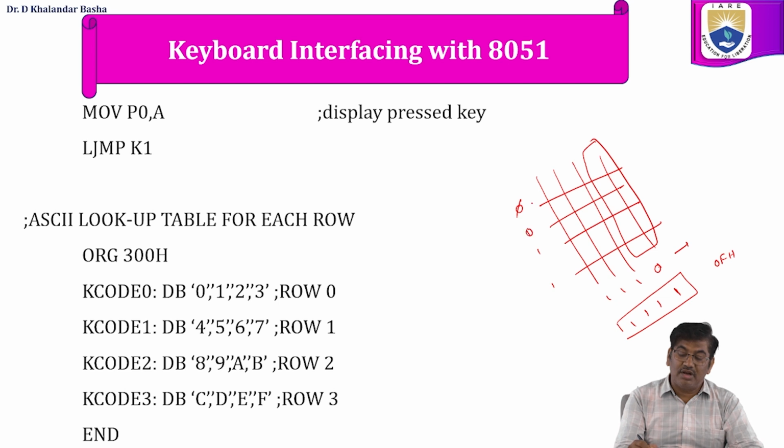Then we make the next row equal to 0. Again, we read the columns. We AND with 1111, the lower 4 bits of the accumulator. Then we compare with 0FH. Again, if it gives the same value, that indicates none of the keys corresponding to the row is pressed. If these two are not equal, if the pattern after ANDing is not equivalent to 00001111, it indicates one of the keys in this row and this column. This key is highlighted, indicating the particular key was pressed. So this we load into port 0.